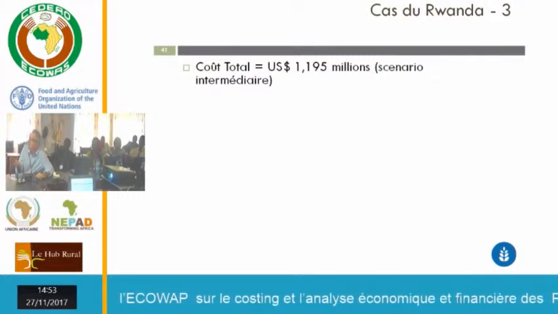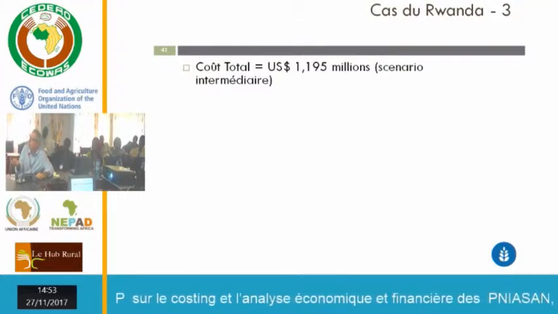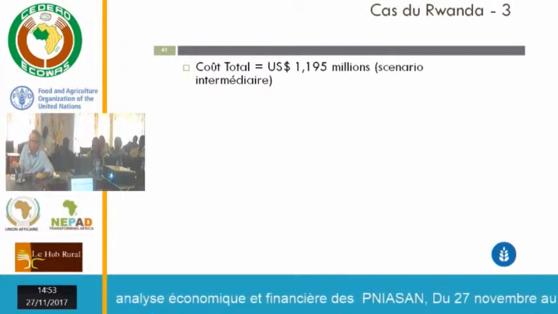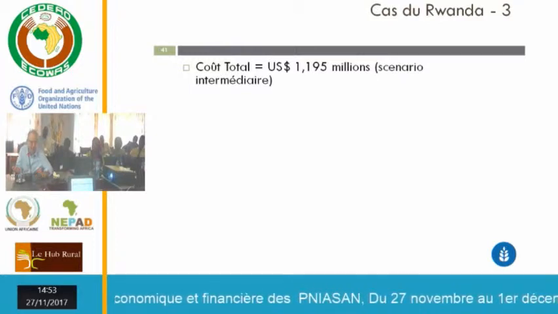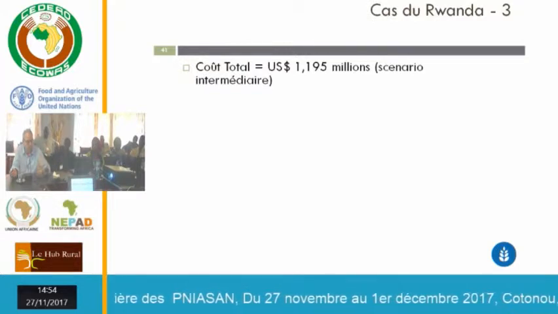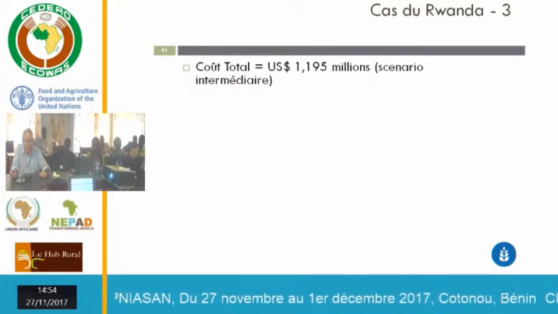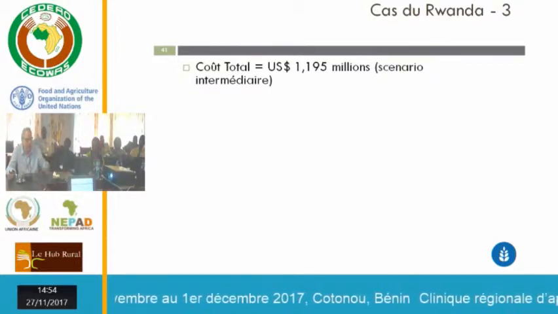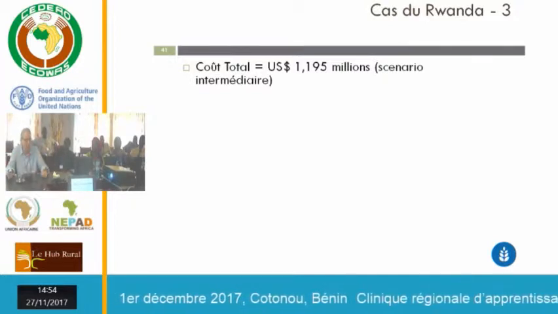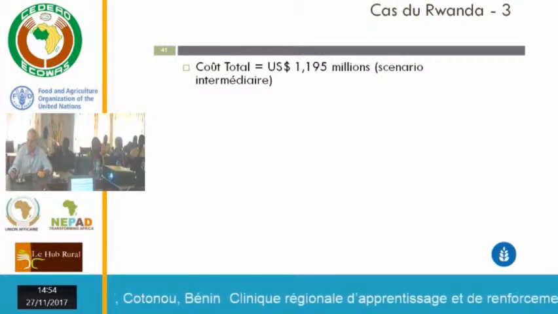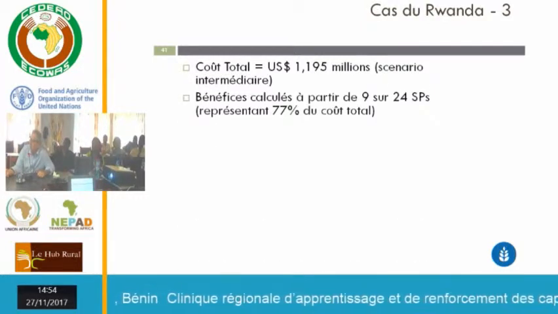So, just a fast glance at the plan. The total cost is $1.2 billion. This is the intermediate scenario. I don't know what you do in the case of ECOWAS, but in the case of Rwanda, they made three cost scenarios: the intermediate cost, a more optimistic scenario if they manage to mobilize more resources, and a more pessimistic scenario if they cannot mobilize those resources. So they provided for all these possibilities.